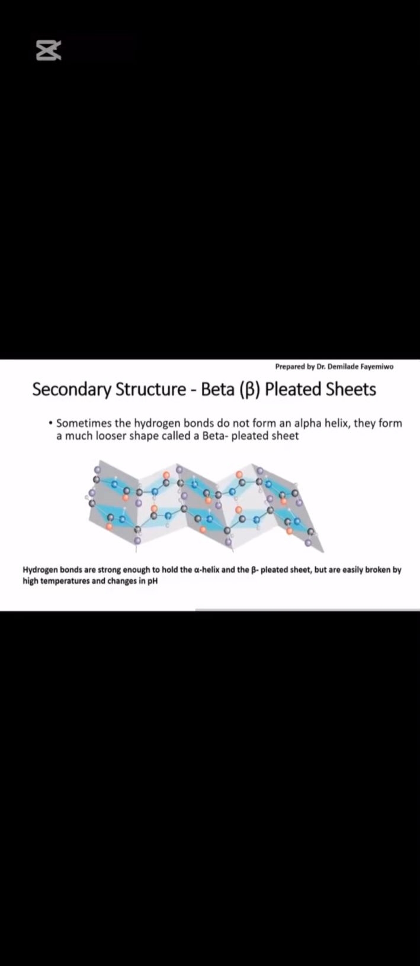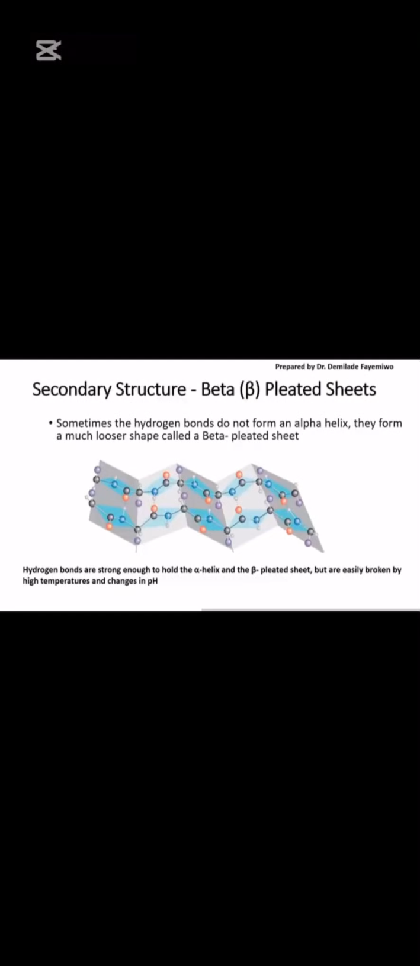The second type of secondary structure, which are the beta-pleated sheets, are basically a looser form of the alpha helix, which means that when these hydrogen bonds form, they don't necessarily result in the alpha helix, but they can cause a much looser shape called the beta-pleated sheet. Something important to note is that the alpha helix and the beta-pleated sheet are formed by hydrogen bonds.